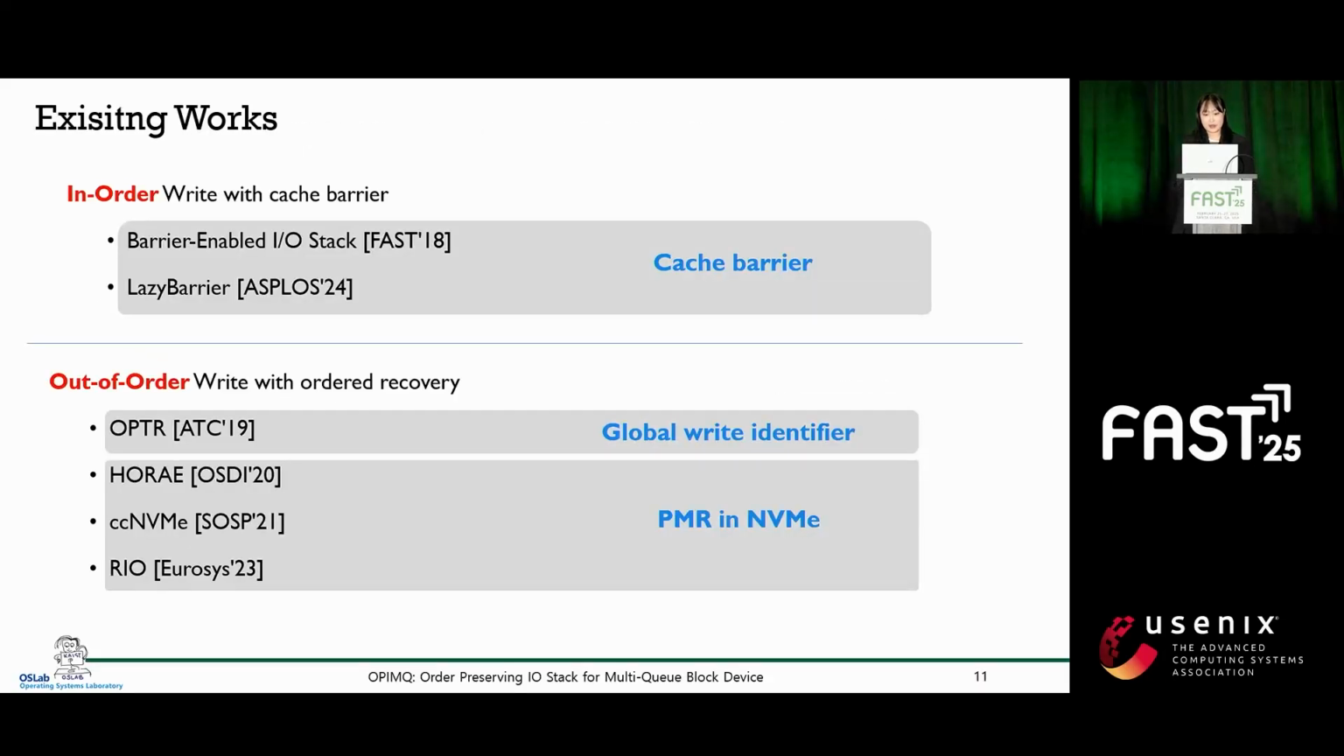To reduce the overhead of enforcing order, several approaches have been explored, which can be broadly classified into two types. The first is in-order writes, where writes are performed sequentially using a cache barrier. The second is out-of-order writes, which initially write data without order and later recover the correct order in the event of a crash or a system failure, using global write identifiers or PMR in NVMe.